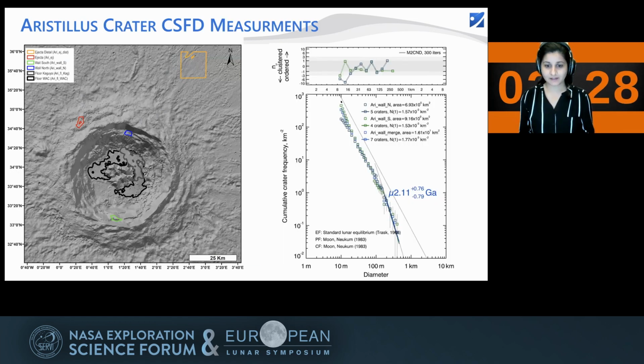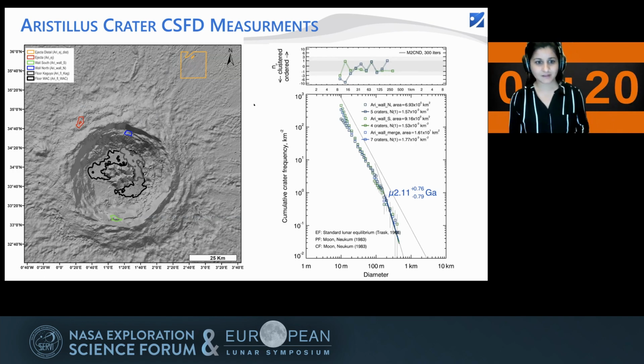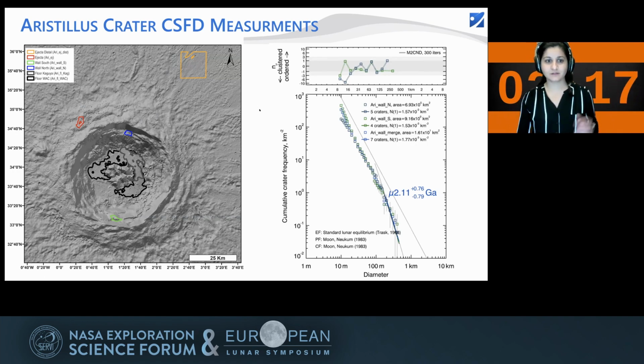So considering that in mind, we tried to get some N(1) values for Aristoteles crater, thinking that it might also be around 2.1 billion years. But getting ages on a younger crater is very tricky. You have to deal with a lot of secondary craters. There are too many slopes. So it is very difficult to find these N(1) values on a young crater.